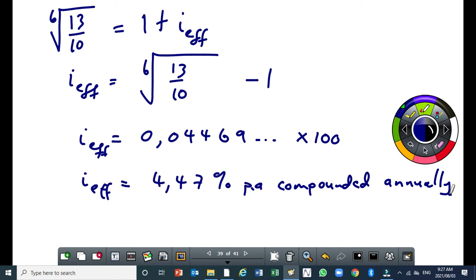Then, for the next question now, we need to use this effective interest rate and determine its corresponding nominal interest rate. All right? I'm going to use this value.